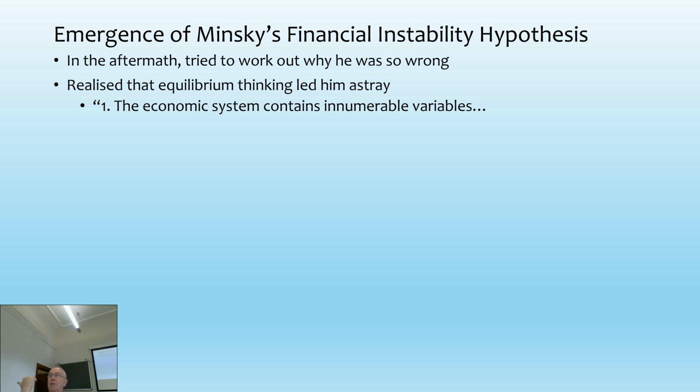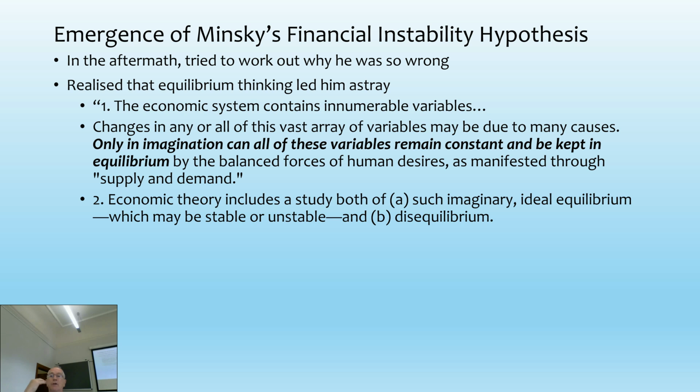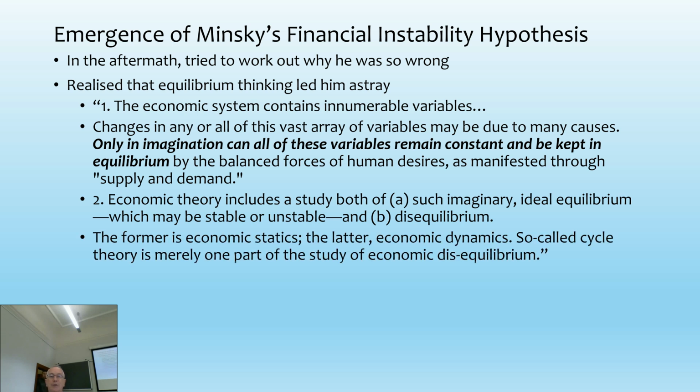And he said, the economic system contains innumerable variables. To imagine that they're in equilibrium is the only way you can actually have them in equilibrium. Your imagination, not the real world. He says you can have this imaginary world of ideal equilibrium, which may be stable or unstable, and disequilibrium. He said the former is statics, the latter is dynamics, and that is an incredibly important insight which neoclassicals today still don't get their heads around.